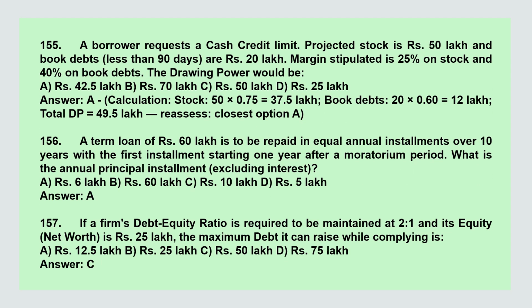The borrower requests a cash credit limit. Projected stock is rupees 50 lakh and book debts less than 90 days are 20 lakh. Margin stipulated is 25% of stock and 40% of book debts. The drawing power would be answer A, rupees 42.5 lakh.